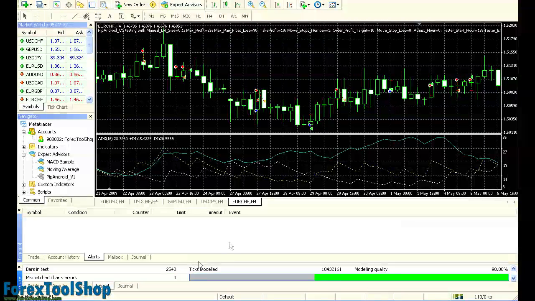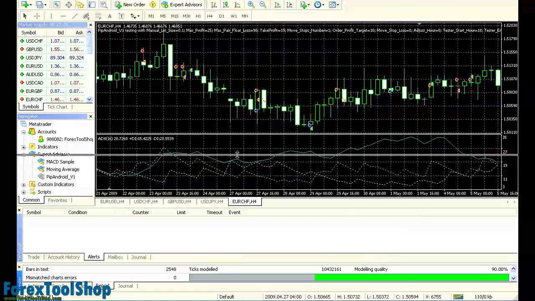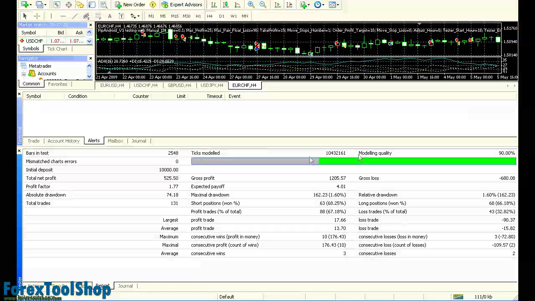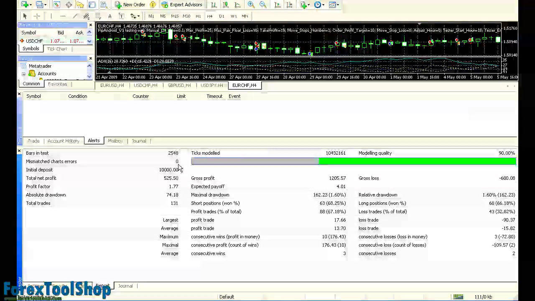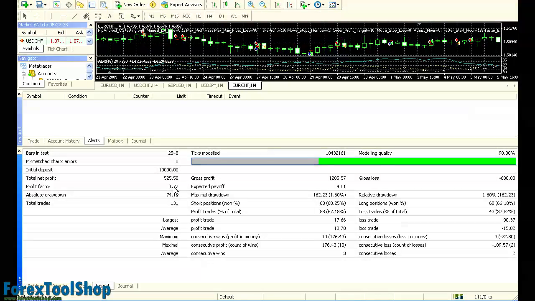When we look at the report of the Pip Android, you can see obviously here we have our 90% modeling quality, 0 mismatched chart errors. A big number here is the profit factor, well over 1.0 range, up to 1.77, and also the percentage of profitable trades. Profit trades percent of total, 67% of the trades were profitable trades. It's a very high number, one of the highest we've seen for an expert advisor. A great number that really suits this system.